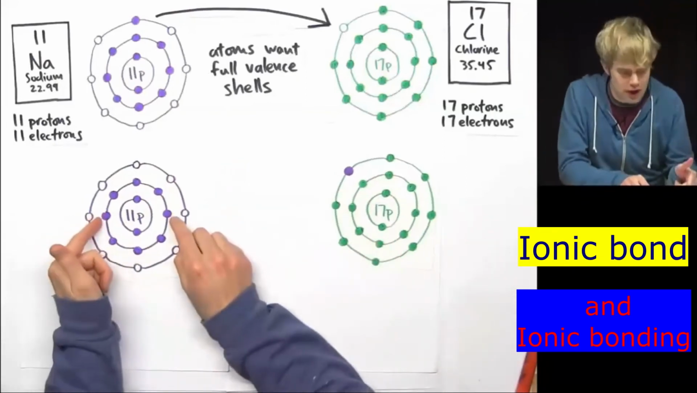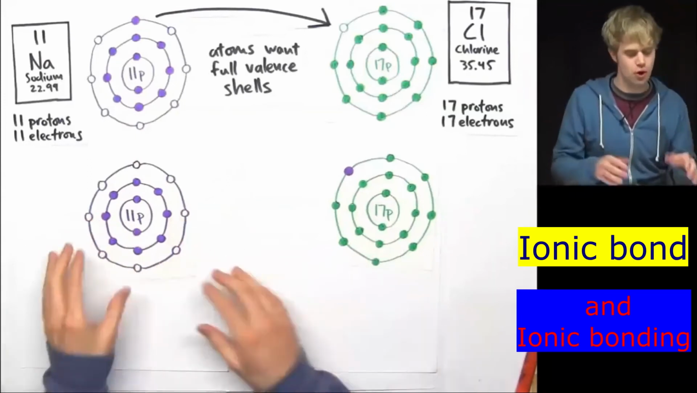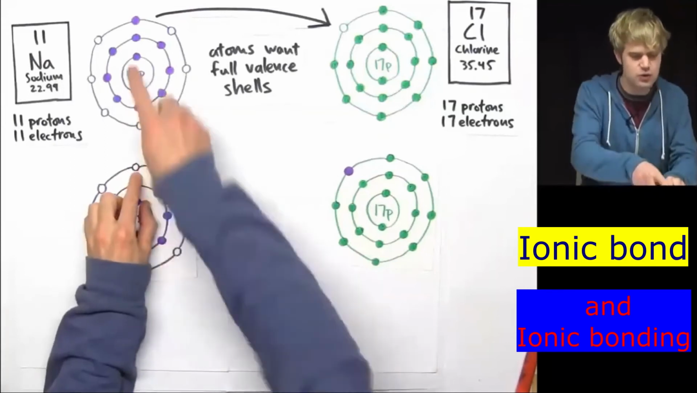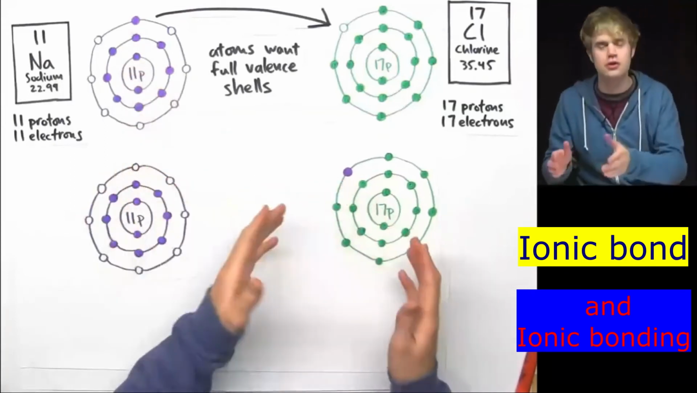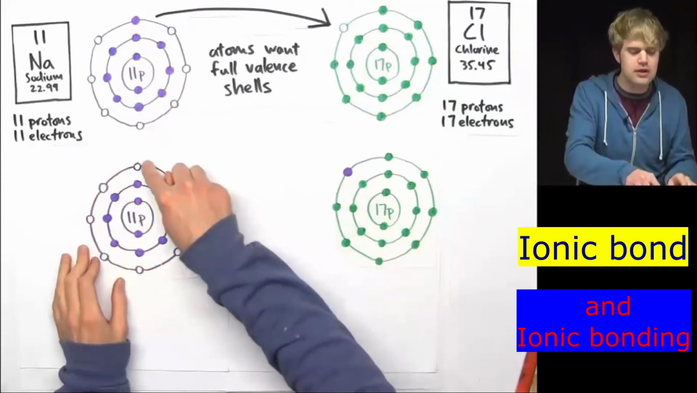But take a look at sodium over here. Though you may not know it, sodium has also achieved its goal in life. Because when it gave this one electron, when it gave the electron to chlorine, it totally emptied out this valence shell.